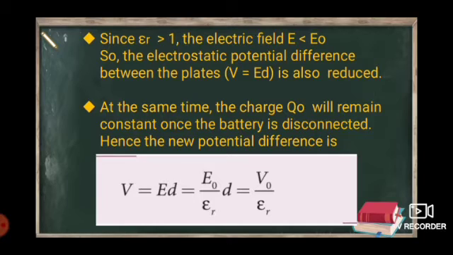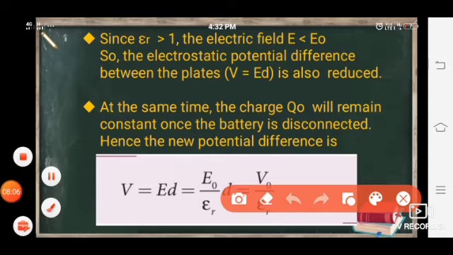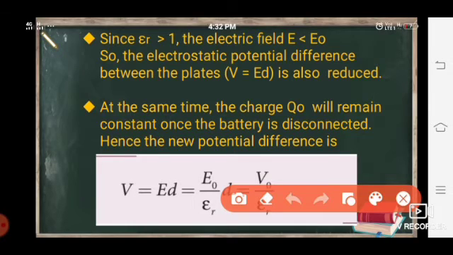E naught is the electric field of the capacitor before the dielectric medium is inserted. So V is E naught divided by epsilon r into d. We know E naught into d is V naught, the potential difference of the capacitor before the dielectric medium is introduced. So V is equal to V naught divided by epsilon r. That potential difference depends upon epsilon r.